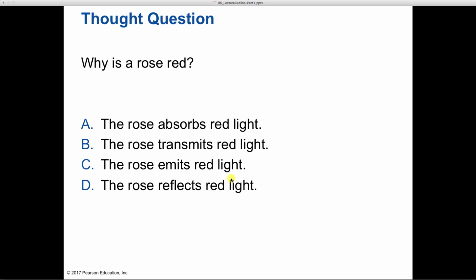And again, reflection and scattering are very similar. And so we just say that it reflects red light. Technically, it scatters red light because it goes off in all directions. Once the white light hits the rose, the red light goes off in all directions because you can see that rose from every direction. But that's okay. Reflection and scattering are very similar.